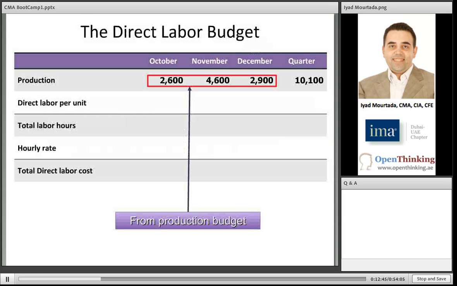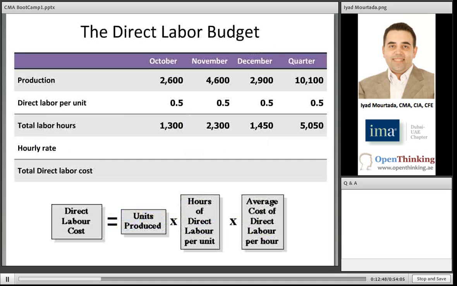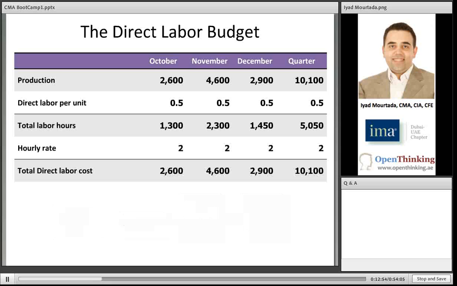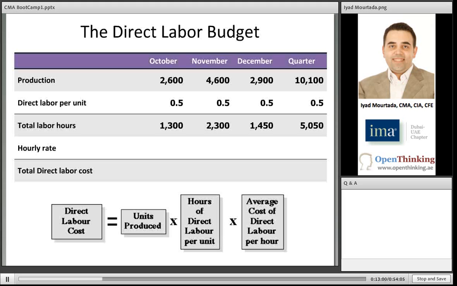So we go with the same thing. How much production are we going to have? How much labor do we have, half hour? What is the total labor hours? What is their rate? And that will determine for us the cost for them. So this is really interesting. Did you see the equation here? We say direct labor cost equals units produced multiplied by hours of direct labor per unit multiplied by the average cost per labor.